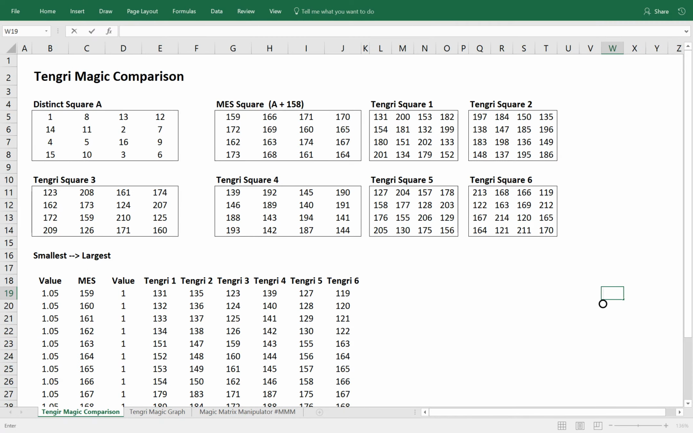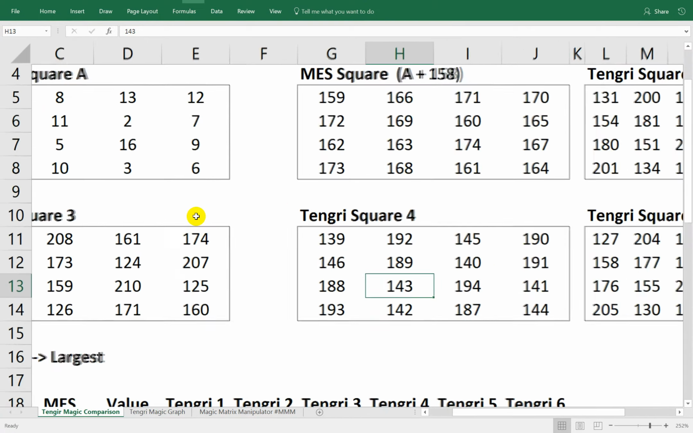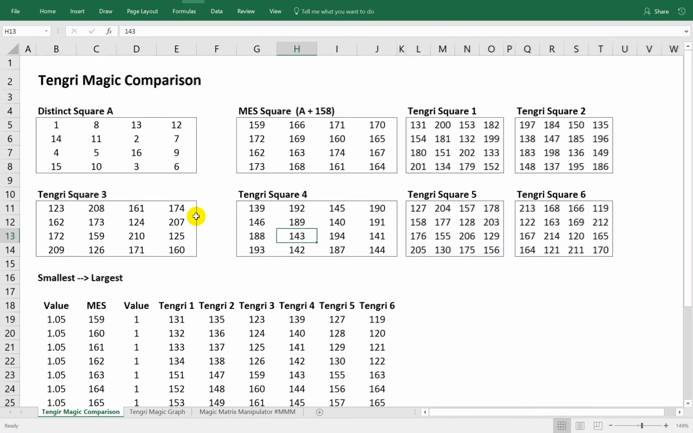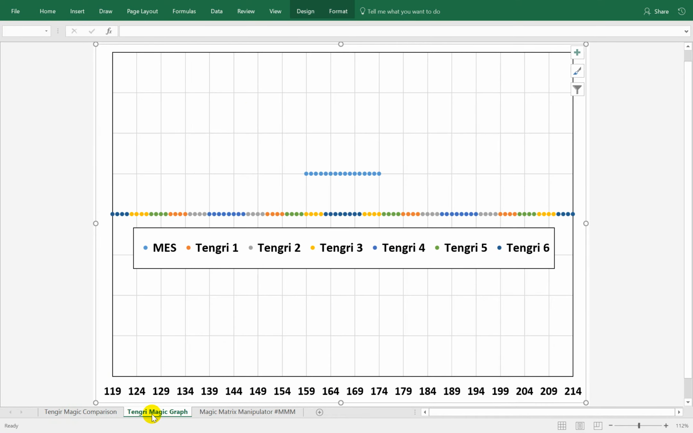So let's just go to the new Excel sheet that I made. I put the link in the description below, and you can download it and view it. Here is the Excel sheet, and initially I made my comparison ones, where I compared all 6 Tengri squares with my MES perfect square, which is just this distinct square plus 16, etc. Then I just made this little table. Here's the graph. You can play around with it.